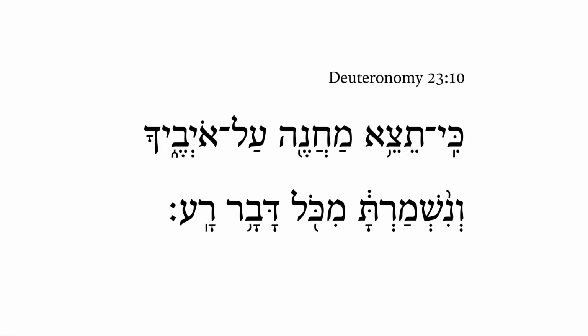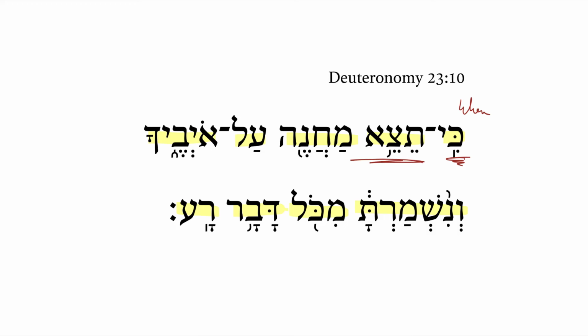Deuteronomy 23:10. Ki tetze machane al oyevecha, v'nishmarta mikol davara. So we begin here a new section with this key that we've seen before. This one is "when." When you go out.